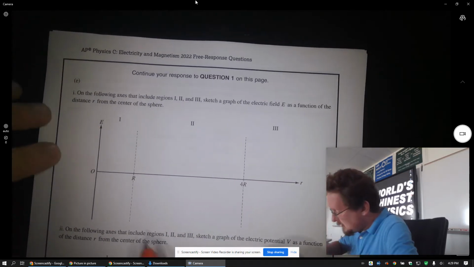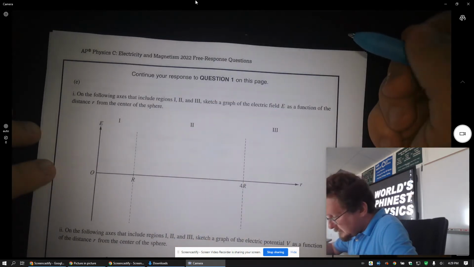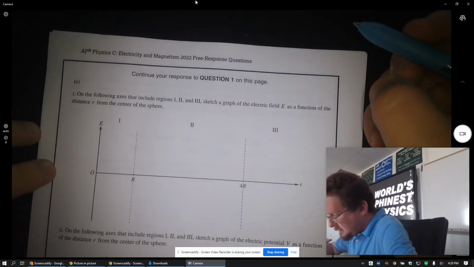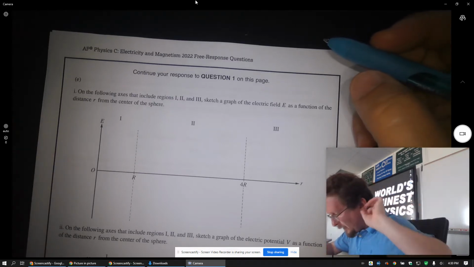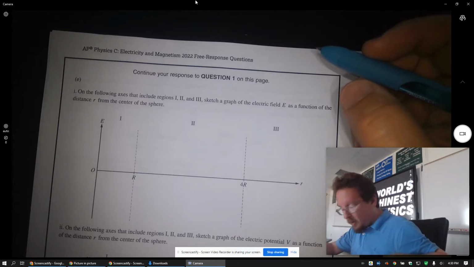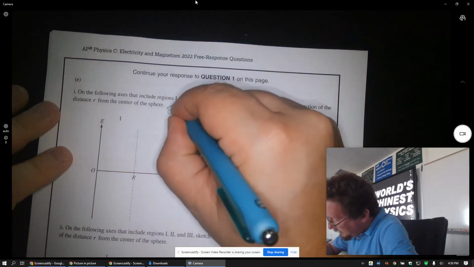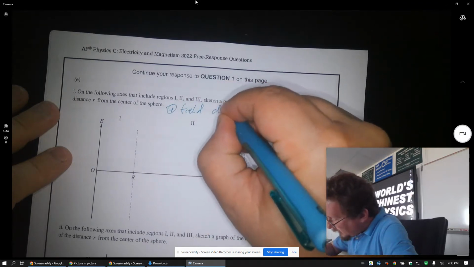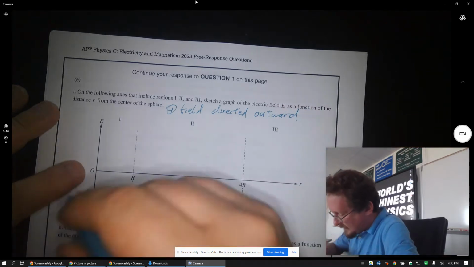Electric field, huh? Well, it doesn't specify anything about direction. It doesn't say that outward field is positive. I don't know. Okay, well, I'm just going to pretend, I'm going to say positive field is directed outward. It doesn't actually say that.